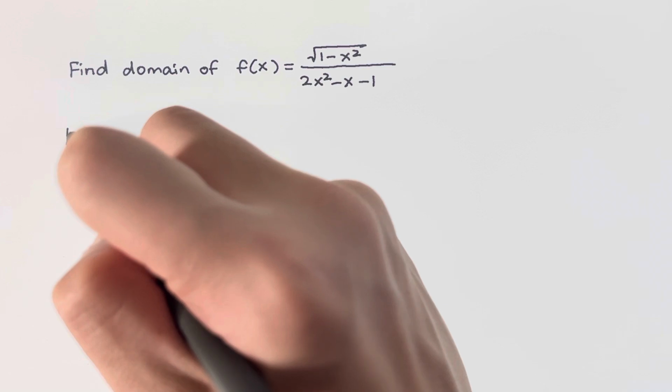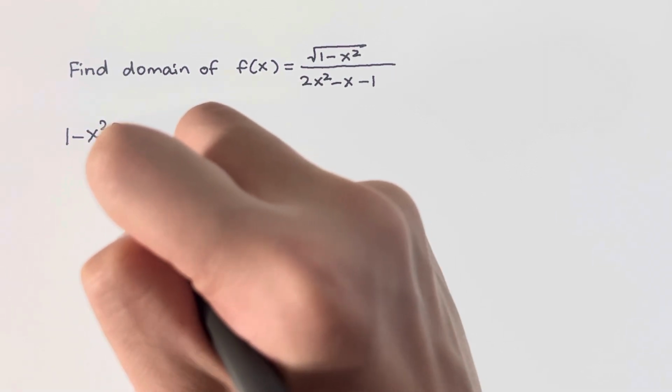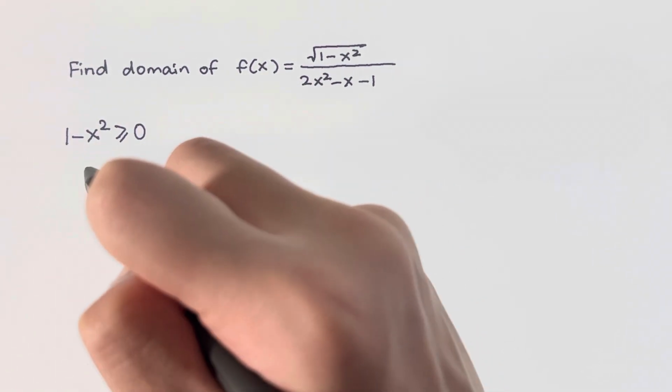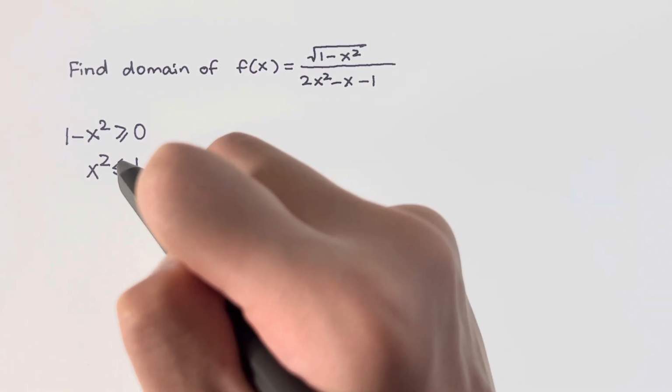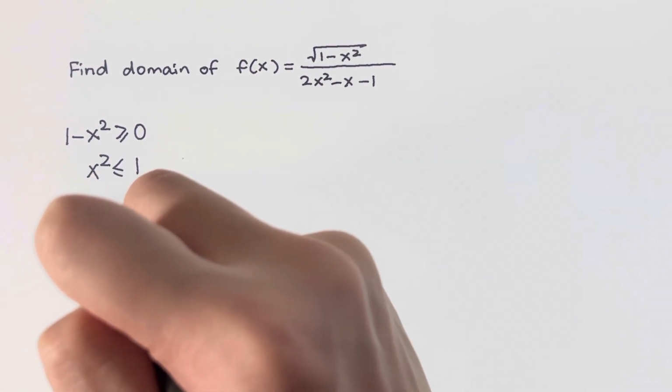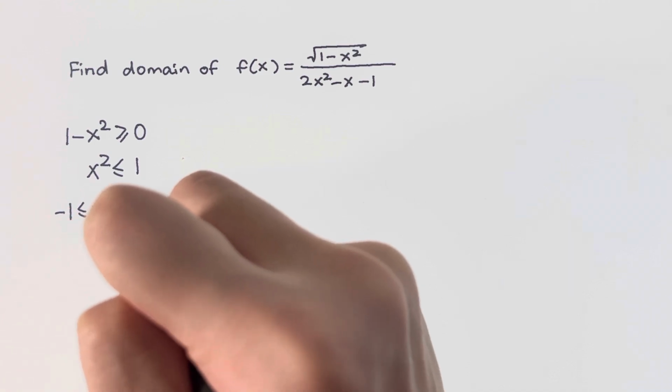we have to make sure that 1 minus x squared is greater than or equal to 0 for there to be a real solution. x squared needs to be less than or equal to 1. So we can get negative 1 is less than or equal to x less than or equal to 1.